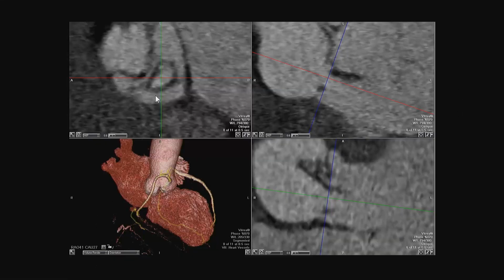In this particular example, we can actually see a perforation in the aortic valve leaflet in a patient that had severe aortic regurgitation, and this is a perforation resulting from endocarditis.